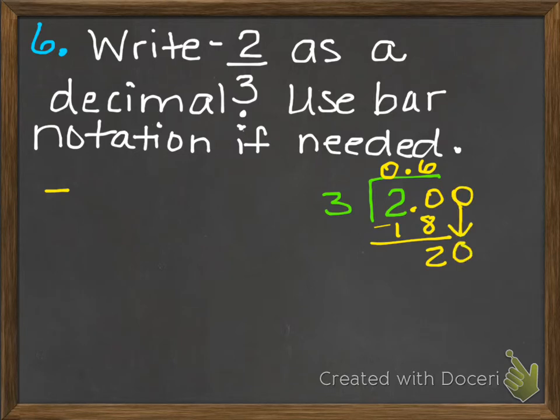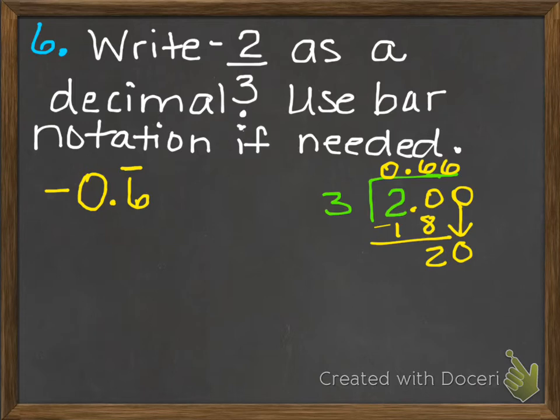We can add another 0. And we're in the same spot with that 20 again. So as we can see, we're getting 0.6666, it's going to go on forever and ever. So this is where we're going to need that bar notation. So your answer should be 0.6 with one line over the 6.